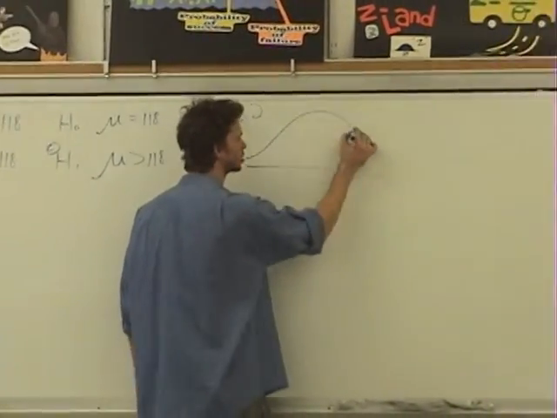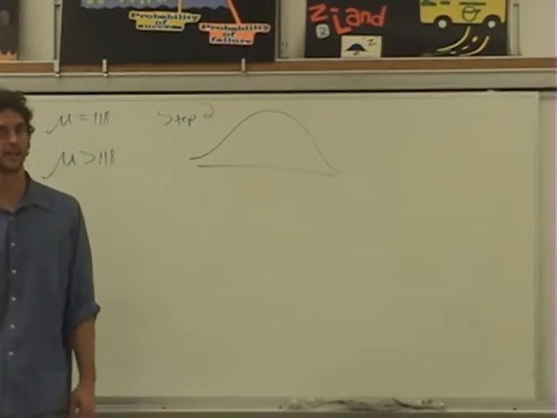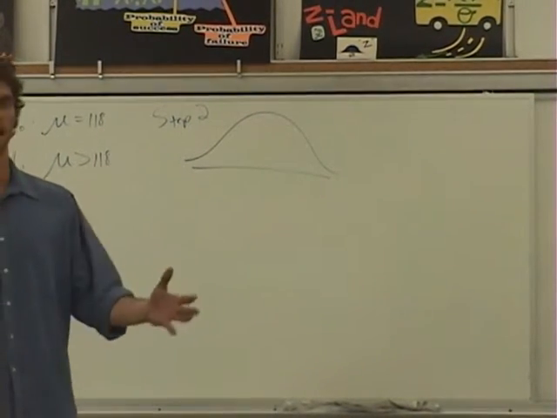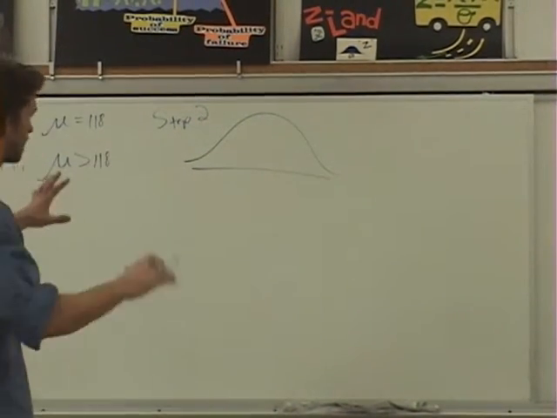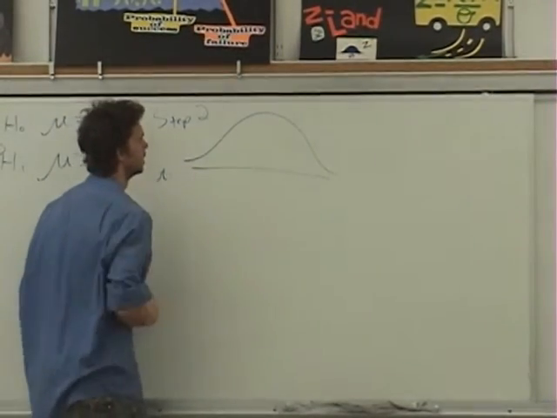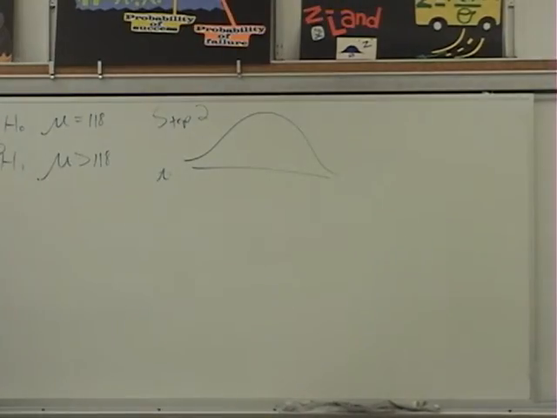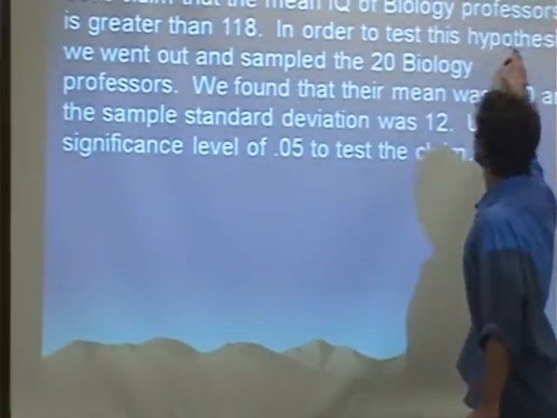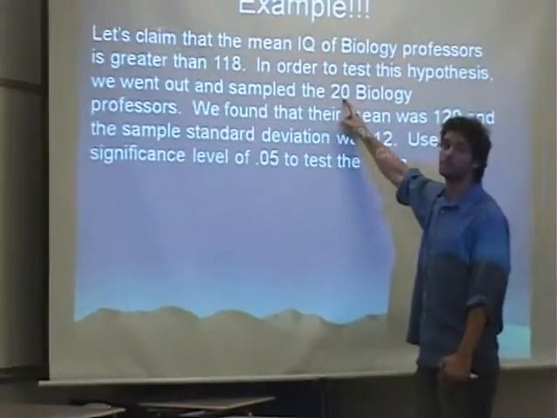This looks like a z-chart, but hey, everybody, is it a z-chart? No, it's not a z-table. It's a t-chart. It's an approximation, but it's t. So we have to maybe come back over here to the problem and get some more info. In order to test this hypothesis, we went out and sampled 20 people.